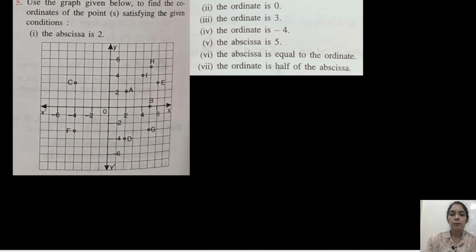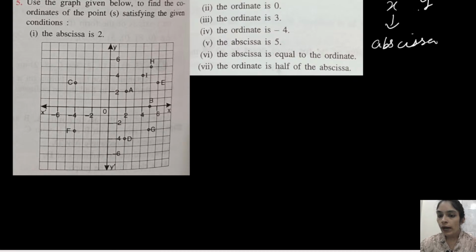You have to remember, see here graph is already there. Just remember one thing. X means abscissa. Earlier also I have told you. Abscissa means X. Y means ordinate. X is abscissa, Y is ordinate. Both of them together, they are known as coordinates. Because we are doing their study, that's why the name of this branch of math is coordinate geometry. So let's do now this question.